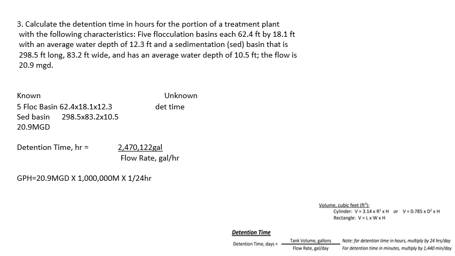Looking for hours. So we're going to convert 20.9 million gallons a day times a million times 1 day in 24 hours. So you divide by 24 to get your gallons an hour: 870,833 gallons an hour. Divide that into the 2,470,122 gallons. You're left with a detention time of 2.84 hours.